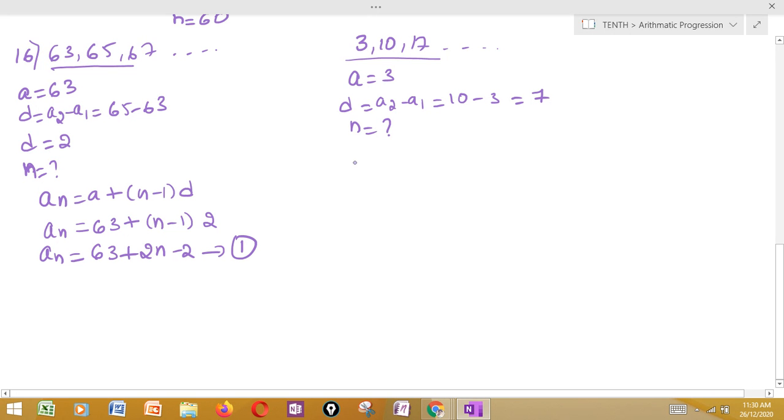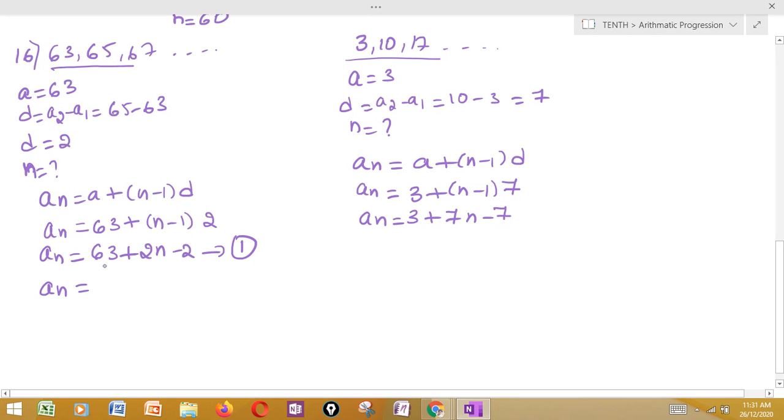Then come to the second AP. What is your formula? an is equal to a plus n minus 1 into d. an as it is. The first term is what? 3 plus n minus 1. d is how much? 7. So an is equal to 3 plus 7n minus 7. Still we can simplify here. In the first equation, an is equal to 63 minus 2. How much do you get? 61.